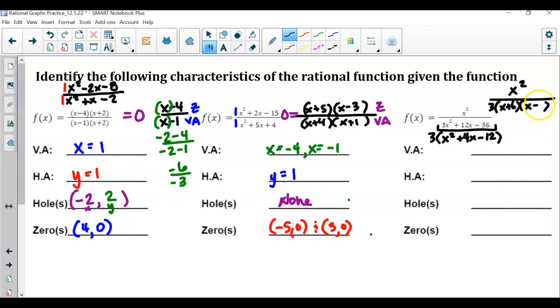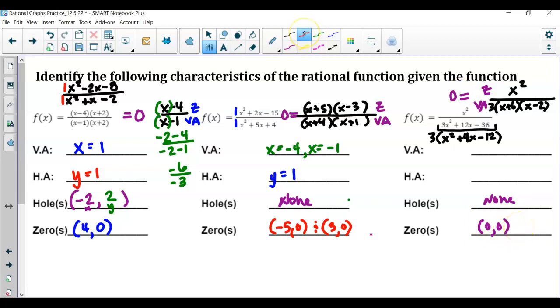Now factor. What two numbers multiply to get -12 and add to get +4? +6 and -2 here. So now when identifying, again, do we have a common factor to cancel out? No. So there is no hole. Now again, we get our zeros from the numerator and vertical asymptotes from the denominator. Remember, all equal to 0. Well, that's just x squared, which is equal to 0, which means our zero is 0. So our zero is the origin at (0, 0).